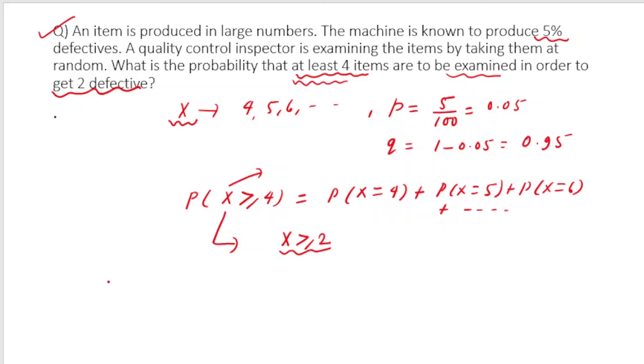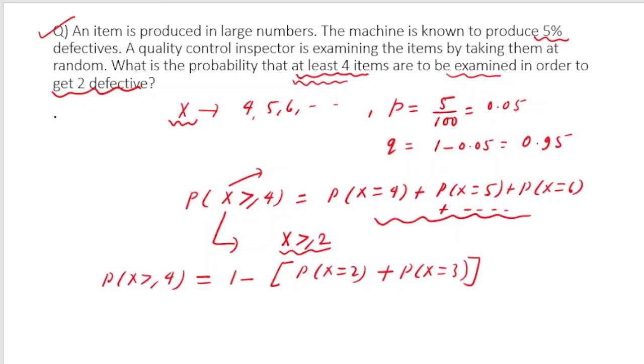So to calculate the required probability that x is greater than or equal to 4, I have to subtract 1 minus the probability for x is equal to 2, first two item defective, plus probability for x is equal to 3, because the sum of probability for all x greater than or equal to 2, up to infinity, will be equal to 1. So 1 minus this will give me all this value. Yes or no? It is just a simple thing.